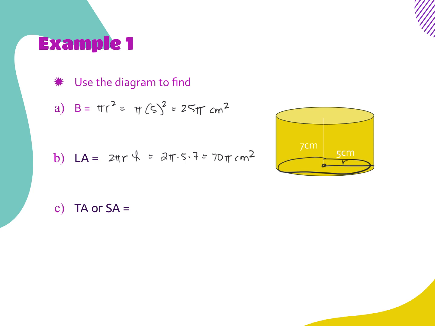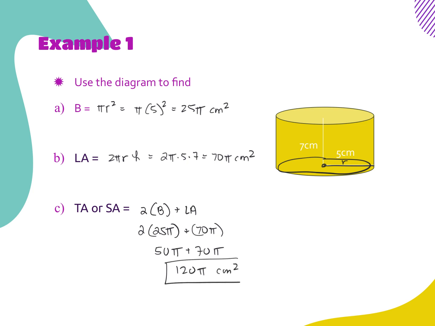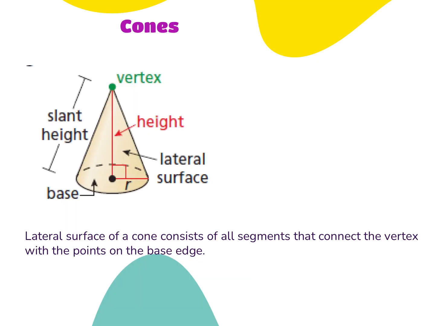And the total area is going to be 2 times the area of the base plus the lateral area. So the area of the base is 25 pi, the lateral area is 70 pi, and so together we've got 50 pi plus 70 pi, and we've got 120 pi centimeters squared. You can leave the answer in terms of pi. If you guys remember, this is the same problem we did on a previous slide in a previous section. But again, that's how you solve it.